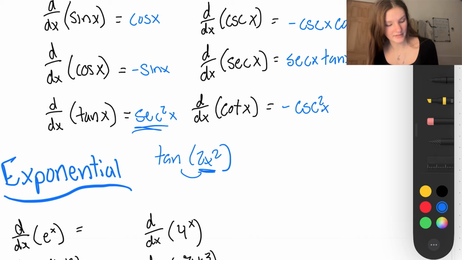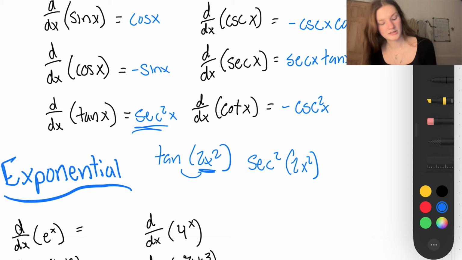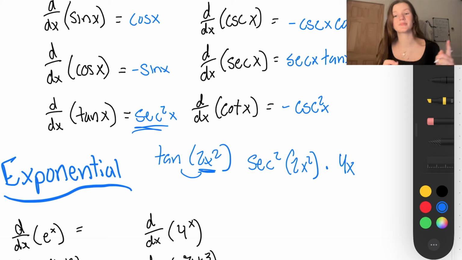So the derivative of this would be secant squared of 2x squared times 4x, because you did chain rule, you did power rule.